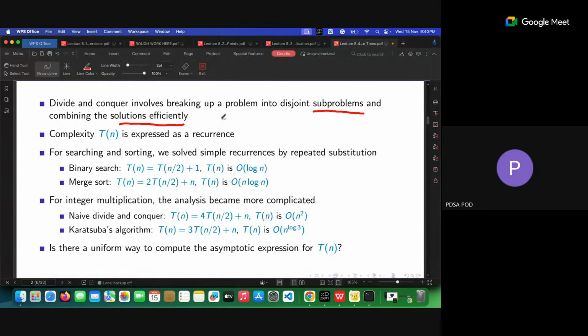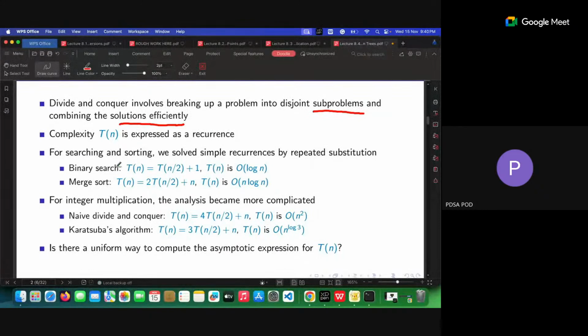Once each part is individually sorted, we combine across the boundary so that the final solution is a single one. With the solutions of the sub problems, we combine them into the main problem. So the complexity is expressed as a recurrence relation in T of n.